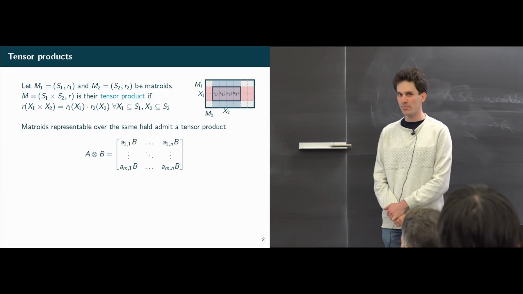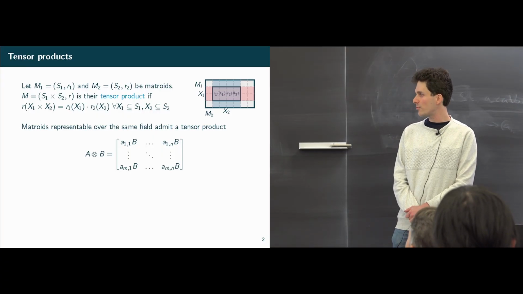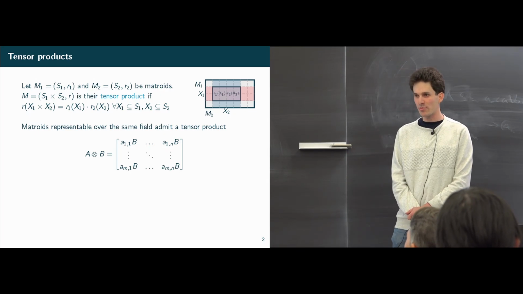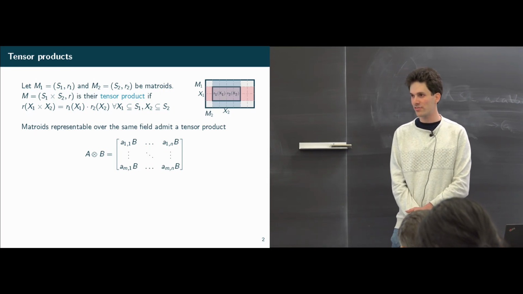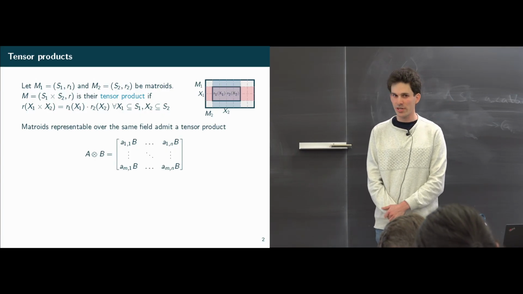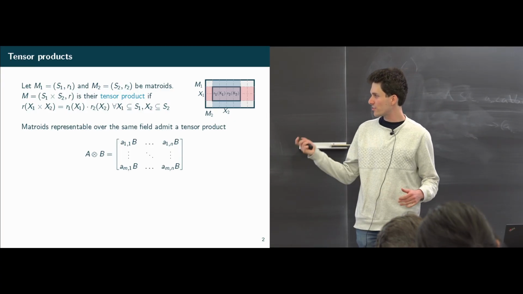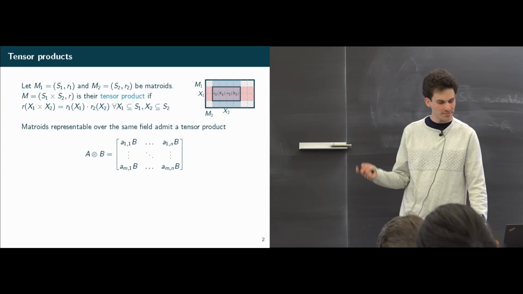And this is motivated from linear algebra, because if we have 2 matrices over the same field, then we can consider the Kronecker product, and then this matrix represents a tensor product of these matroids. Because the Kronecker product is a matrix whose rank is the product of their ranks, and more generally, this will be a tensor product, so for any subsets of these ground sets, this will also hold.